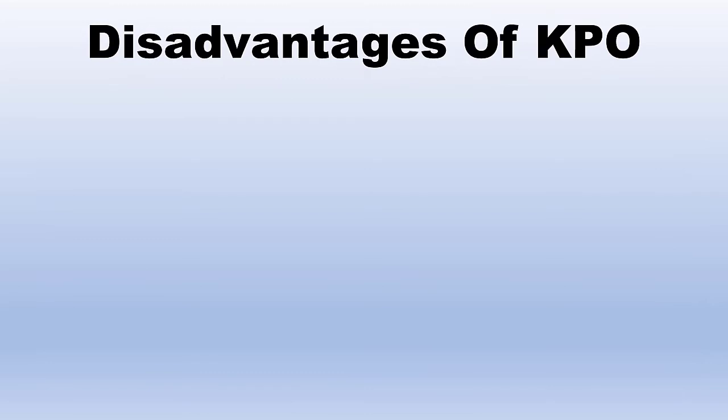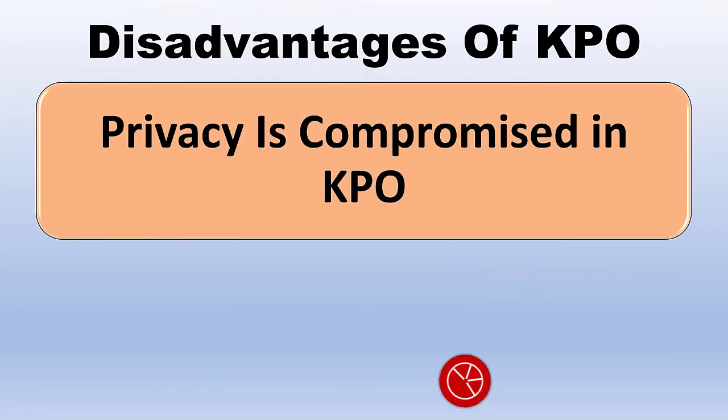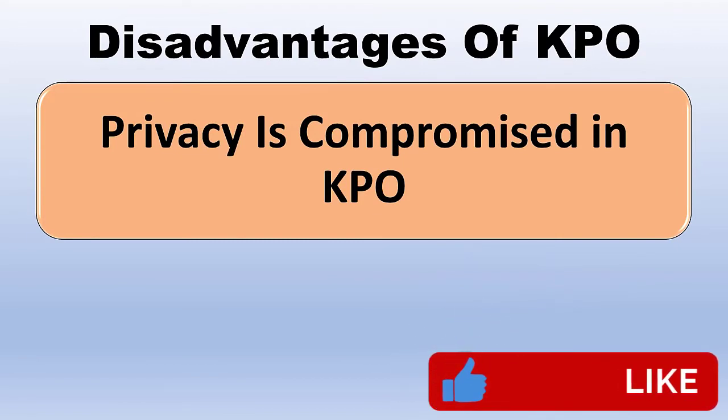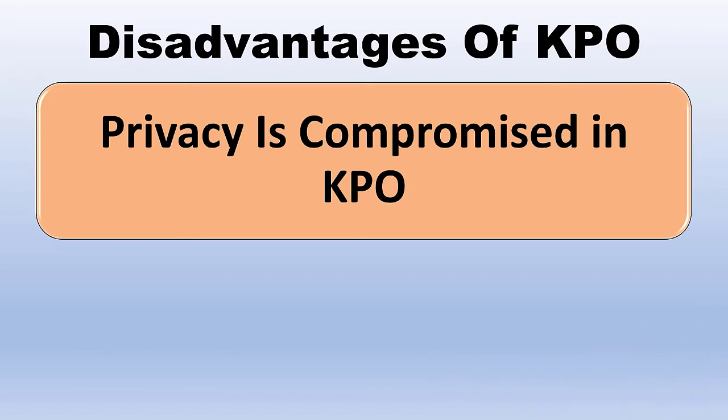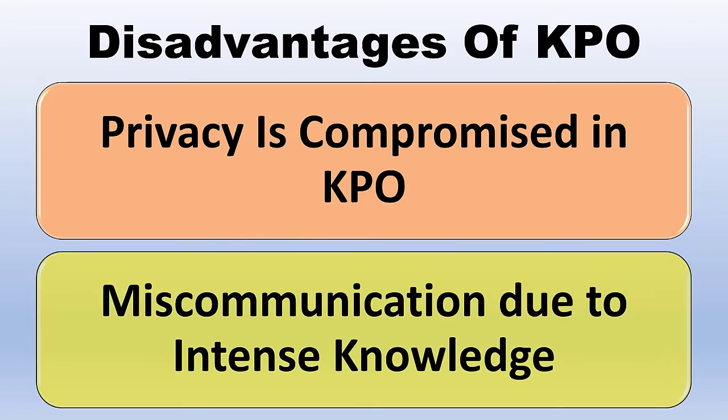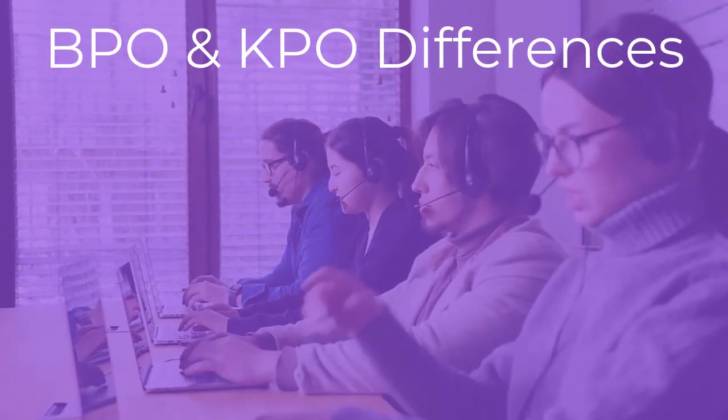So now let us discuss two major disadvantages of KPO. The first disadvantage is that privacy of intellectual property and business secrecy is compromised in KPO. The data of internal information can be lost, copied, or can be easily brought to the competition. And the second disadvantage is, as KPO is an intense knowledge driven process, there may be miscommunication between a client and a KPO. That is, the organization may want something and the KPO may misinterpret the data and the end result may be something else.